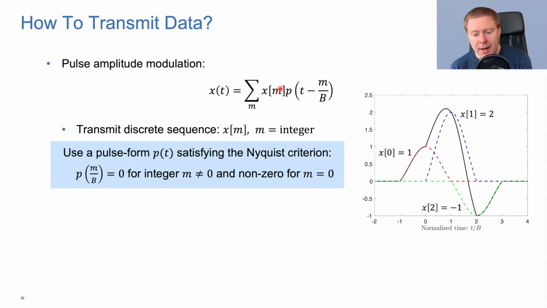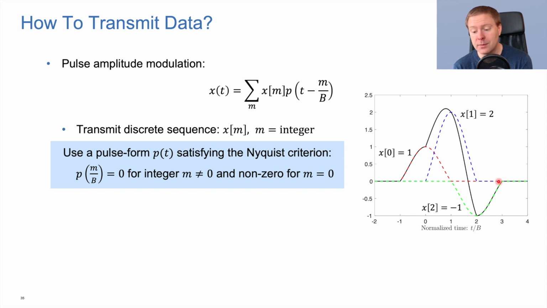If x of m for m equal to 0 is 1, then what we should transmit at time 0 is a 1 multiplied with the pulse. And say the pulse is a red curve here, well then we are getting that signal multiplied with 1. Then at time 1 we should transmit the same pulse multiplied with 2, because x of 1 is 2. So we are delaying the pulse and then we're transmitting it. And then at time 2 x is equal to minus 1. We take the same pulse, but we flip it upside down since we have a minus 1.